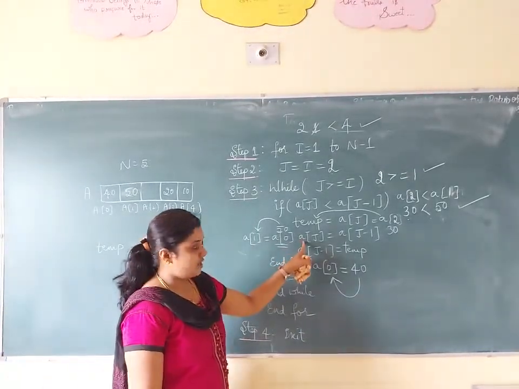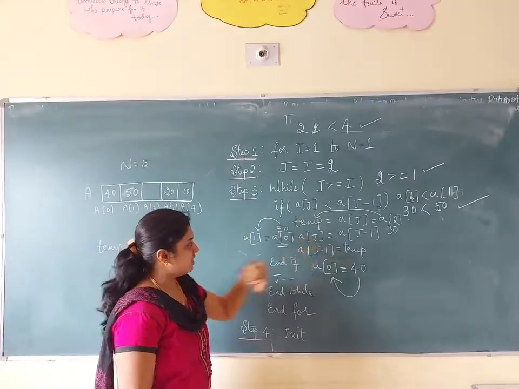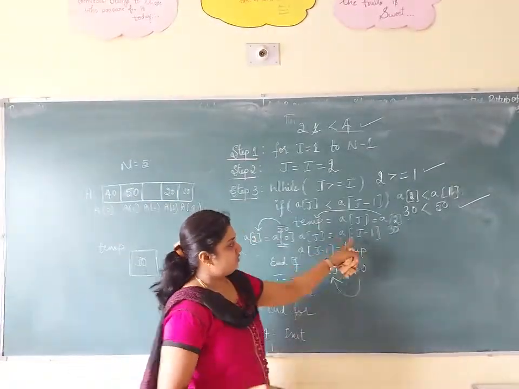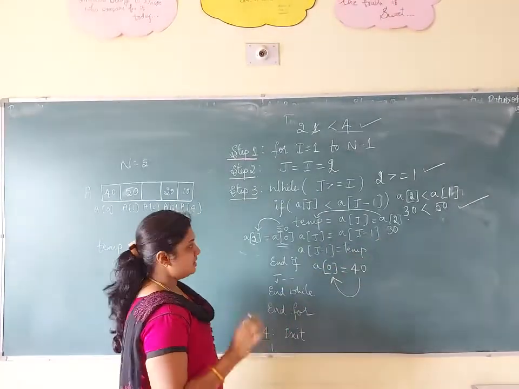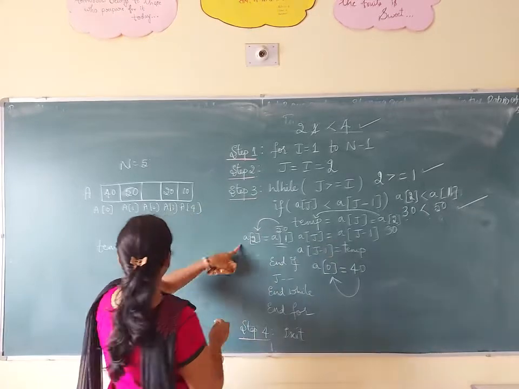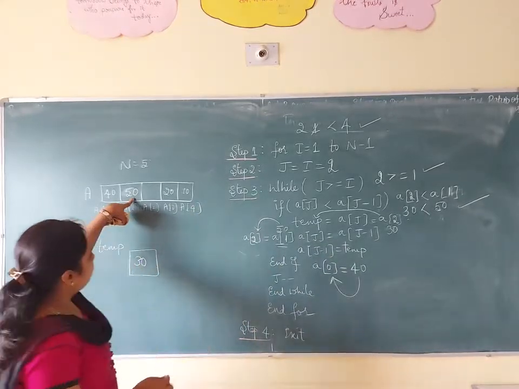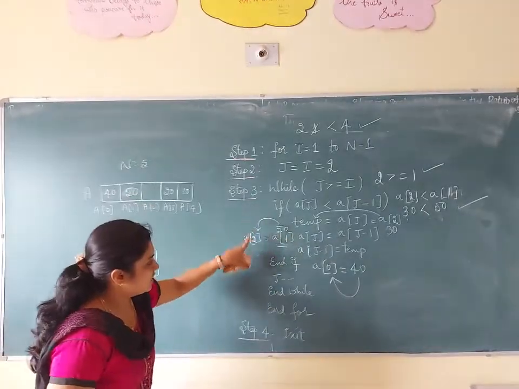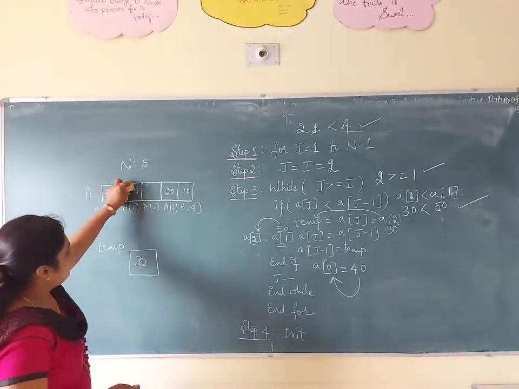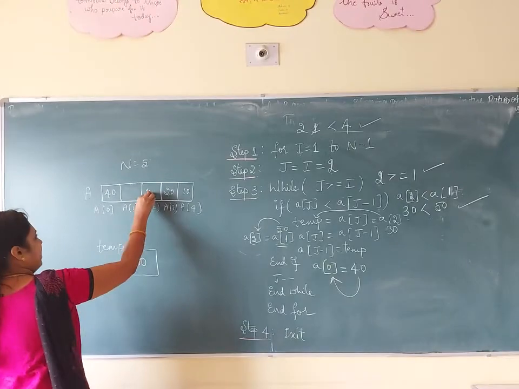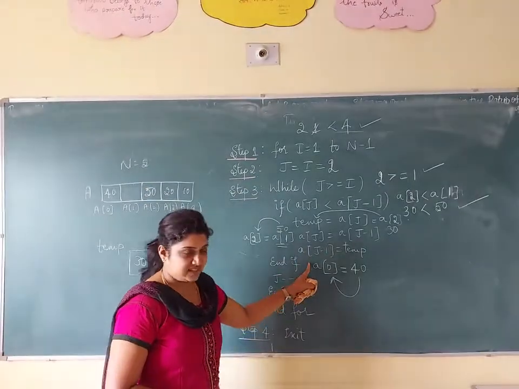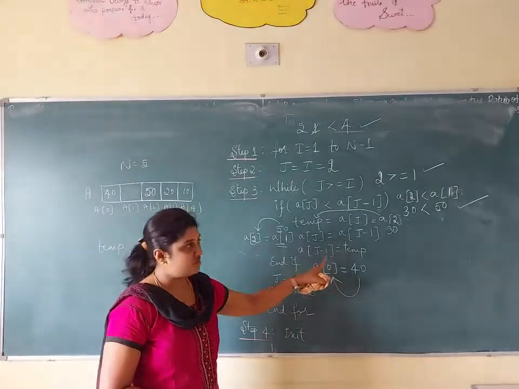Next, it will go to the next statement, A of J. A of J means A of 2, equal to A of J minus 1. J minus 1 means 2 minus 1. You will get A of 1. So, in A of 1, we have an element 50. That will be assigned to A of 2. Now, the 50 will be removed from there and assigned to A of 2.